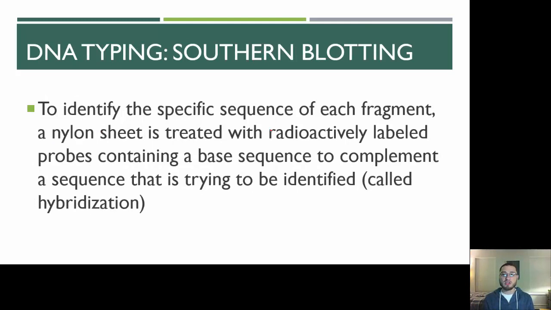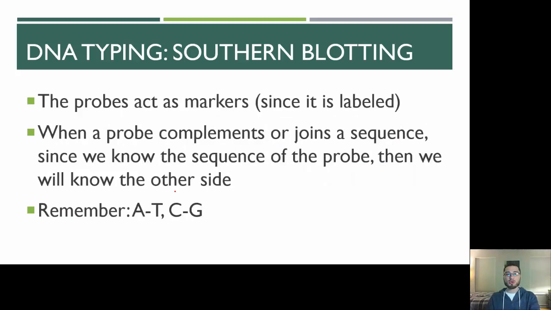So to identify the specific sequence of each fragment, a nylon sheet is treated with radioactively labeled probes containing a base sequence complementary to the sequence that is trying to be identified, which is called hybridization. So we need a way to pinpoint what this sequence is, and we do it using these radioactively labeled probes. The probes act as a marker since they are labeled, and when a probe complements or joins a sequence, since we know the sequence of the probe, then we know the other side.